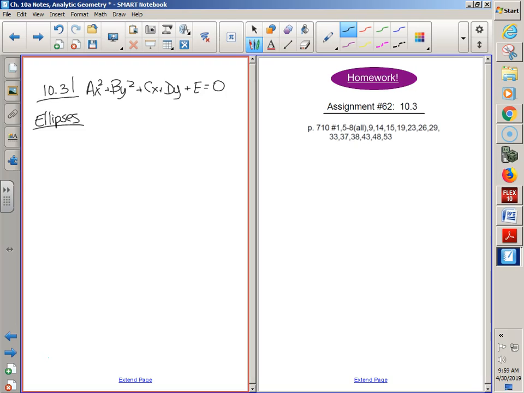But once again, where's your center? Where are your vertices? Where are your foci? Where's your ellipse? Unless we put them into the standard form, like we did with lines ever since Algebra 1, like we did with parabolas with the 4p form, and like we need to do for ellipses.